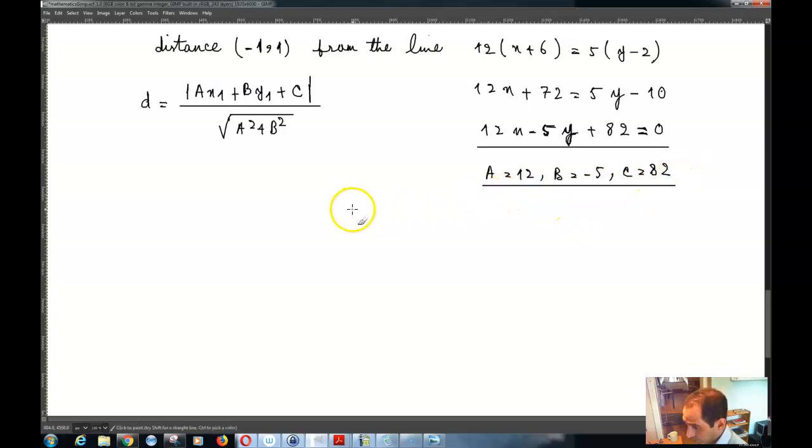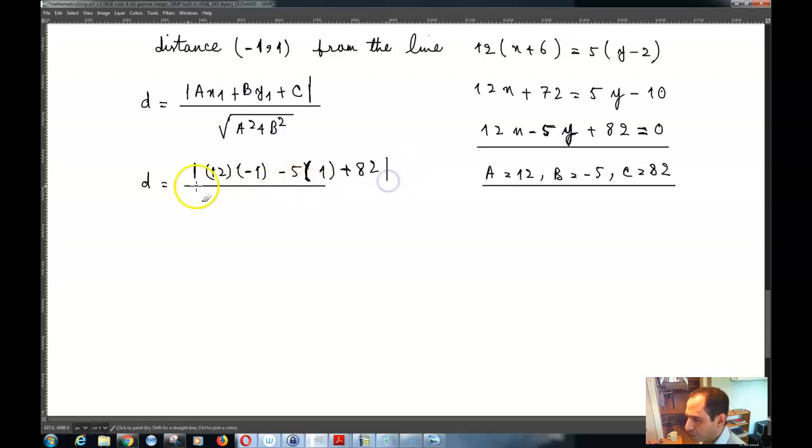So based on this, you can write d is equal to the absolute value of a, which is 12, times x1, which is -1, plus b, which is -5, times y1, which is 1, plus c, which is 82, and then you need to divide that by the square root of a squared plus b squared. So that's 12 squared plus (-5) squared.